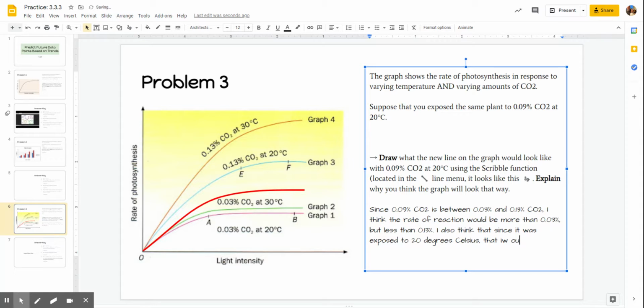I also think that since it was exposed to 20 degrees Celsius, that it would be on the lower middle end, because the colder the temperature, the less photosynthesis there is. So again, we're looking at trends, right? We see that 20 degrees Celsius is always less than 30 degrees, and we see that 0.03% is less than 0.13%. So we're going to kind of land right in the middle here, right in the middle.